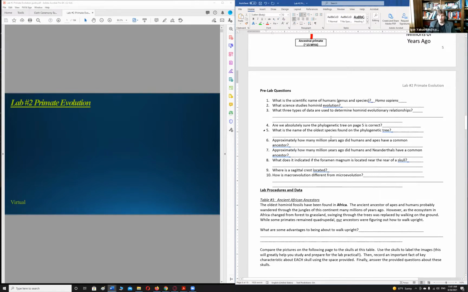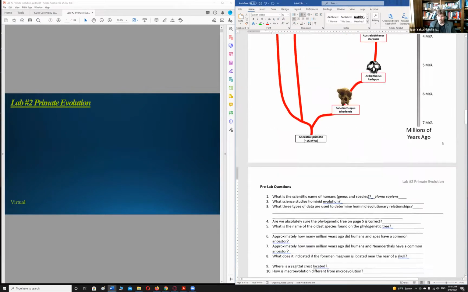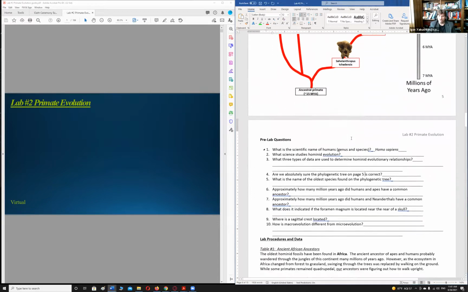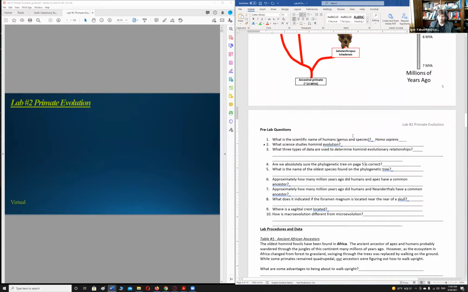What is the name of the oldest species found on this particular phylogenetic tree? This guy right here, the lowest on the branch. So that would be Sahelanthropus tchadensis. It was found in the Republic of Chad.